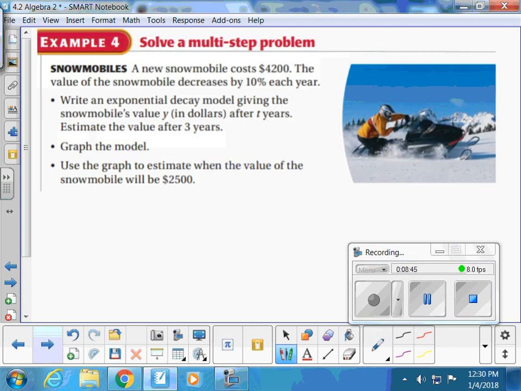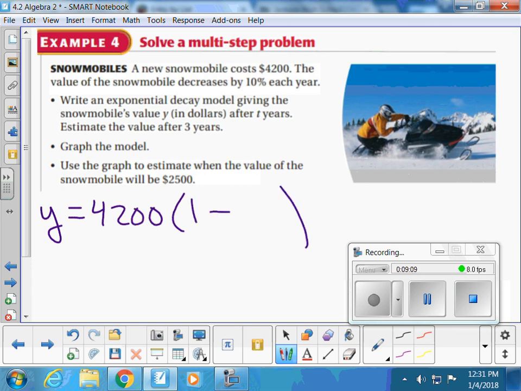All right, 2 more problems. The first one's for Cole. It's a snowmobile. It's depreciating 10% each year, and we're going to figure out the value after 3 years. So, what's the original cost of the snowmobile? That's going to go in for A. $4,200. How much is it losing value each year? But we need that as a decimal.